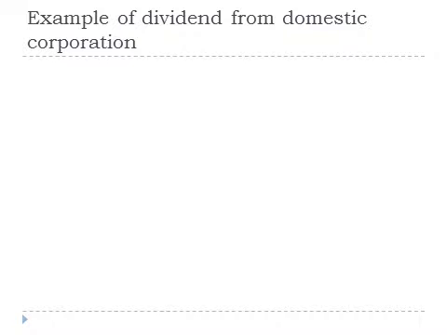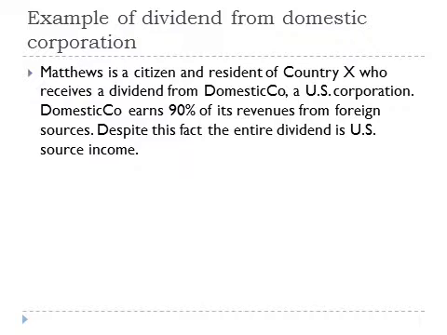Here's an example of a dividend from a domestic corporation. Matthews is a citizen and resident of Country X who receives a dividend from Domestic Co., a U.S. corporation. Domestic Co. earns 90% of its revenues from foreign sources. Despite this fact, the entire dividend is U.S. source income.